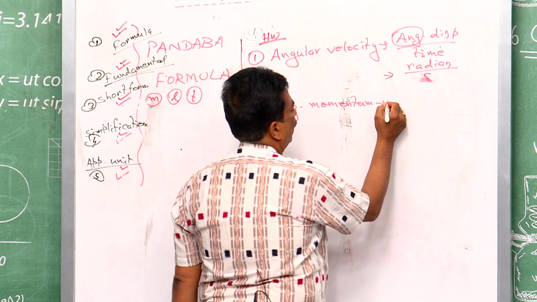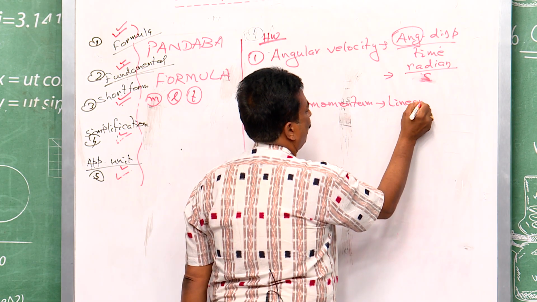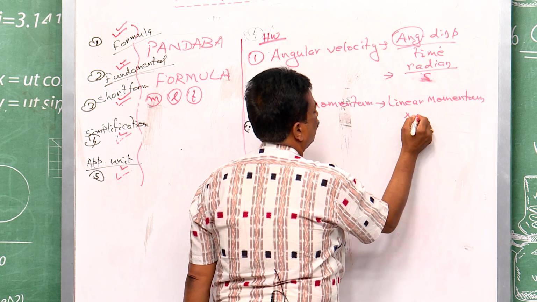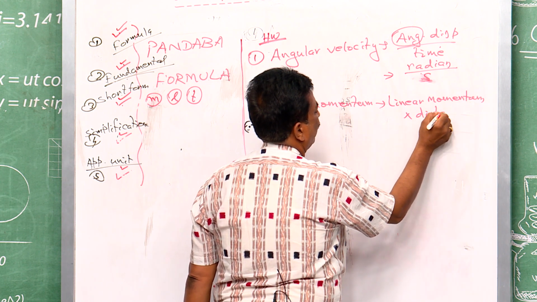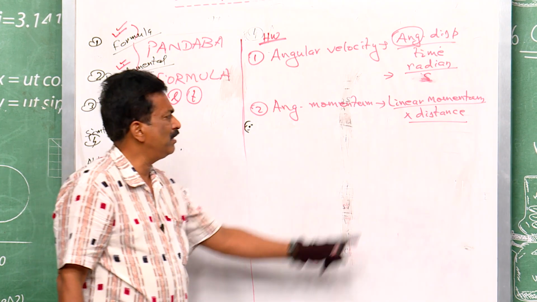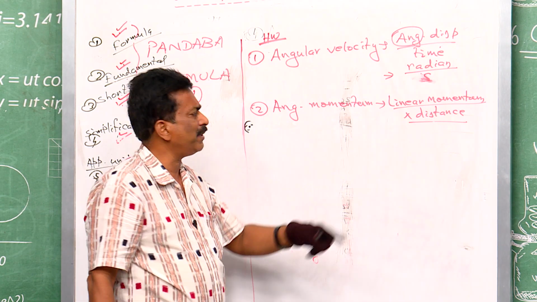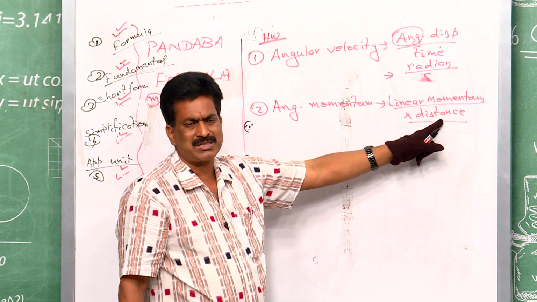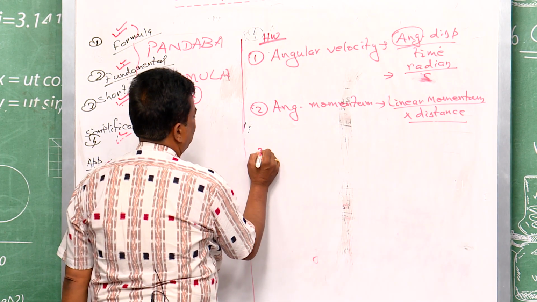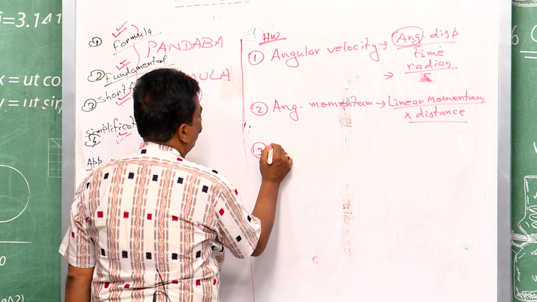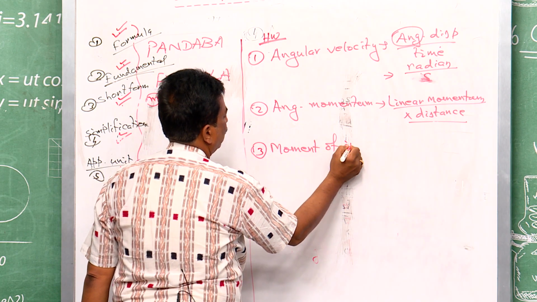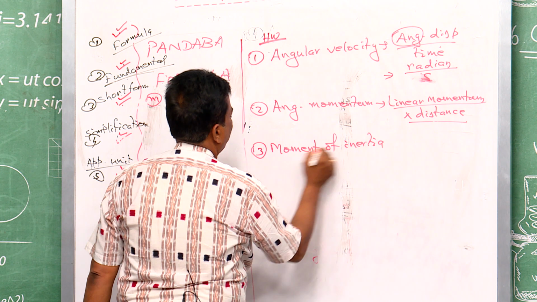That is the linear momentum into distance. Just for the linear momentum we have performed. For the distance, you know that is fundamental, so make it fundamental, and this distance is already in the fundamental. Find out what will be the unit. Suppose the third one, as I gave, moment of inertia.